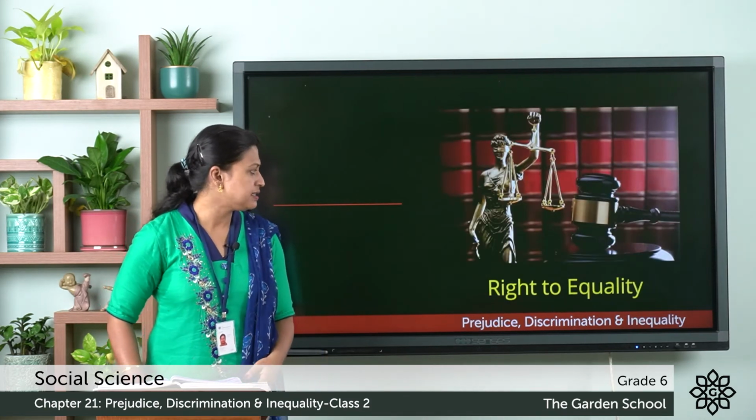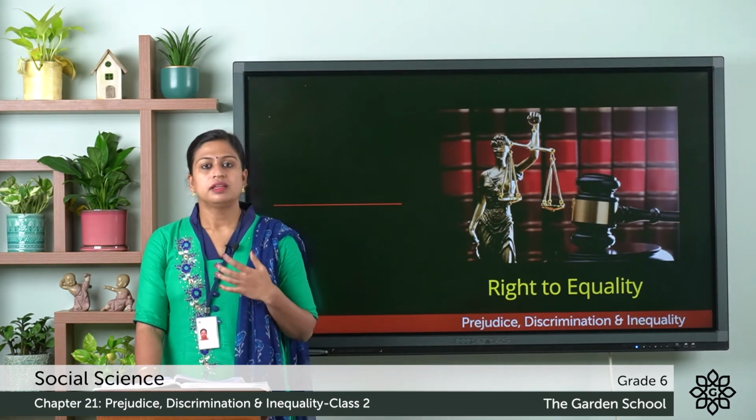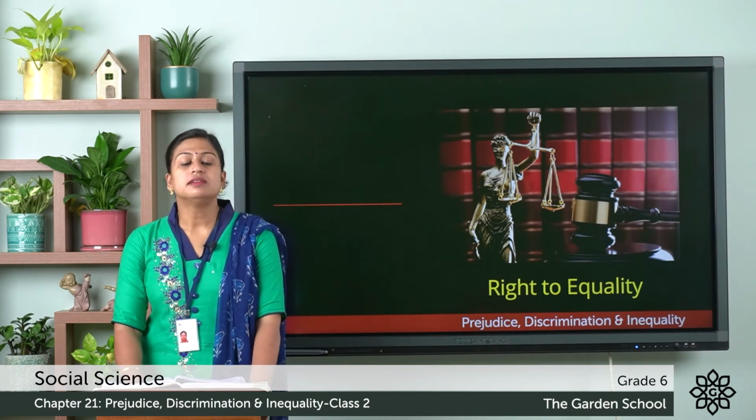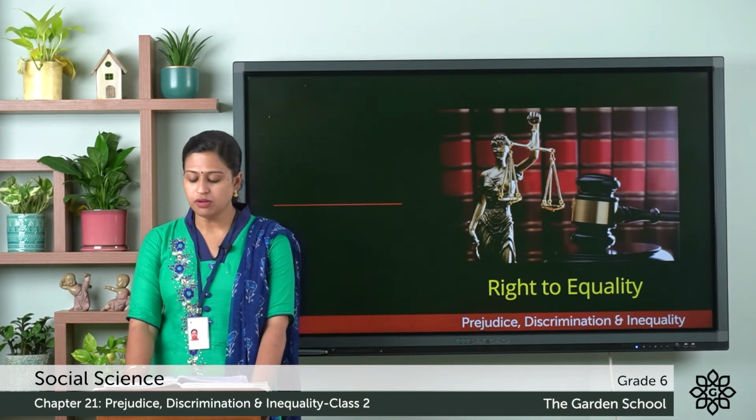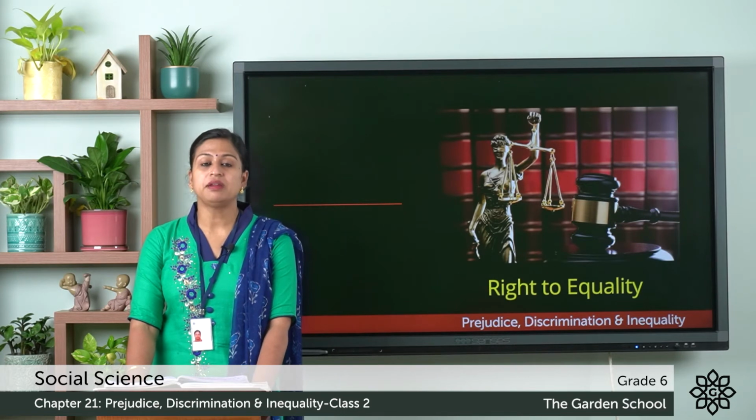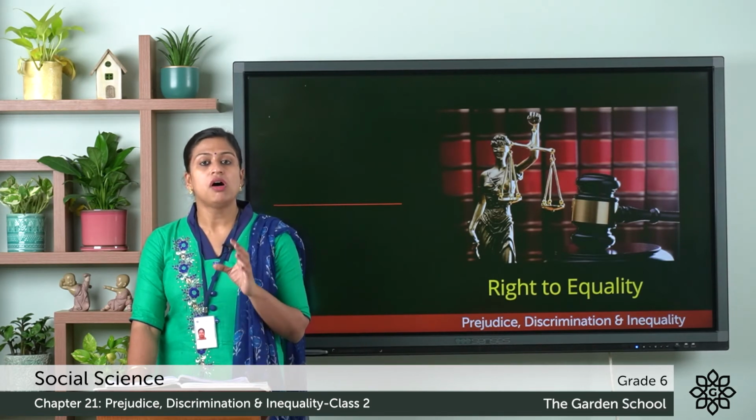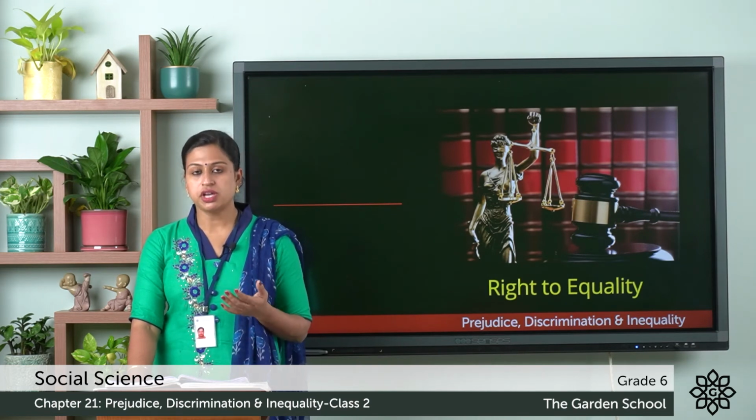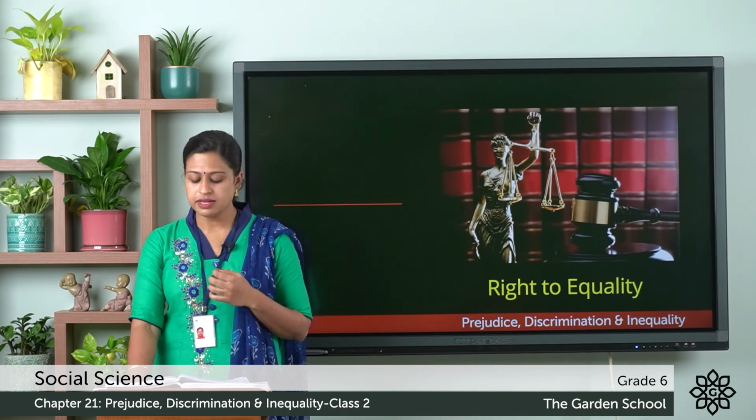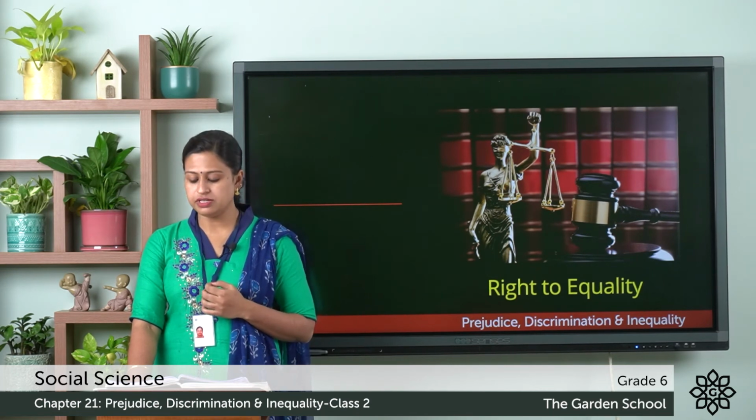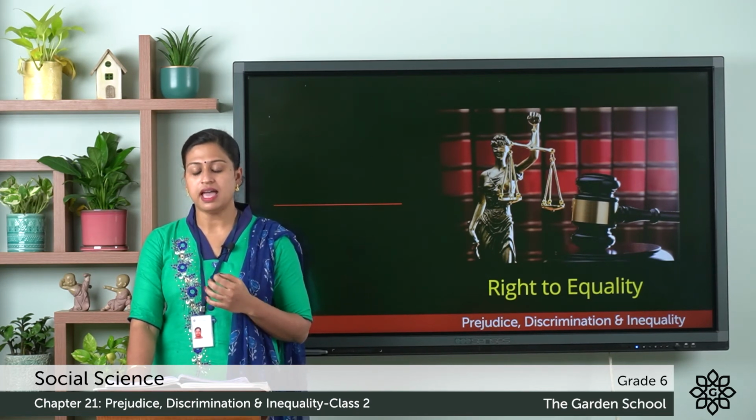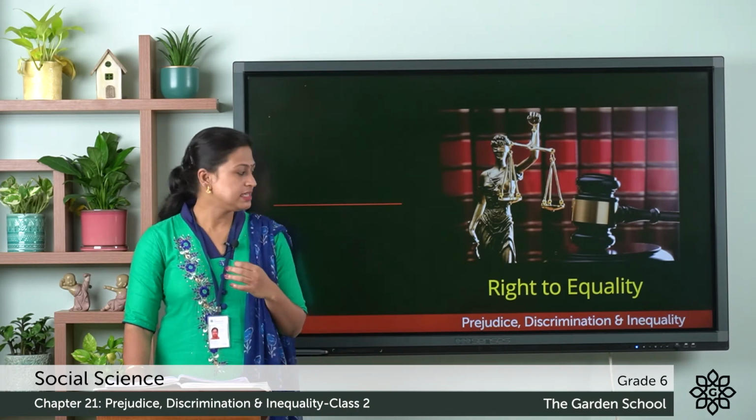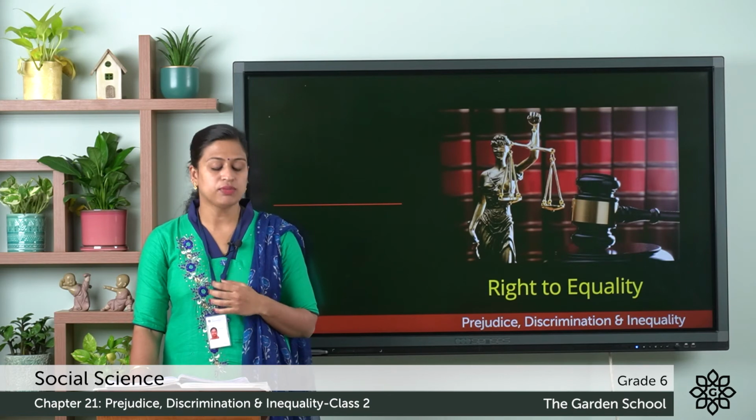So, the first one is right to equality. That means all are equal before the law and all citizens have equal right and opportunity, and no one can be denied these rights and opportunities on the basis of religion, caste, gender and so on. And as per the Constitution of India, untouchability is seen as a crime and it has been removed by the law. So, this was about right to equality.